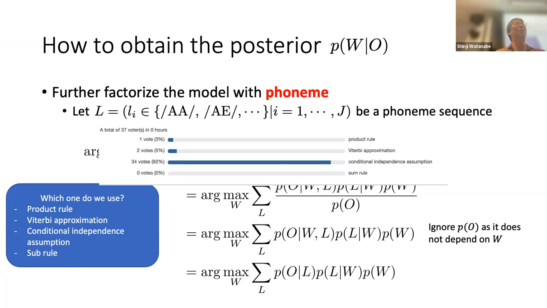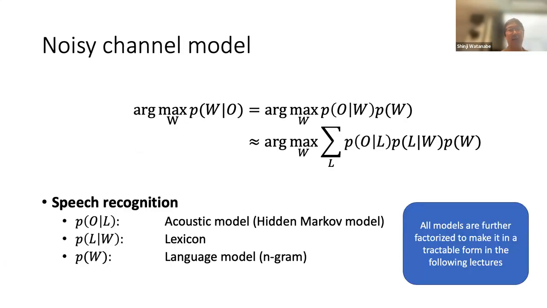Three rules to factorize one distribution into three distributions. So this kind of procedure is very important. By doing that, we can make the program modularized, factorized and tractable. So please remember this high-level operation. Even in the neural network era, this way of thinking is very important. This method is also called the noisy channel model. Noisy means a kind of distribution.